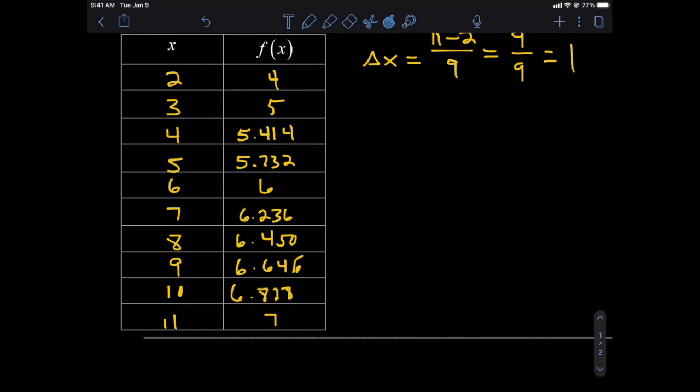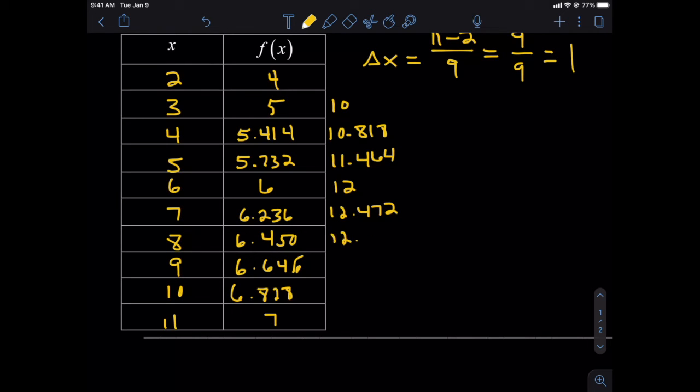Next, we're going to multiply all of the y values except for the first and the last one by 2. This means that the 4 and the 7 are going to stay the same, but that 5 right there has to turn into a 10. 5.414 times 2 is 10.818. 5.732 times 2 is going to be 11.464. 6 times 2, we know that one, it's 12. And we'll continue on in that fashion.